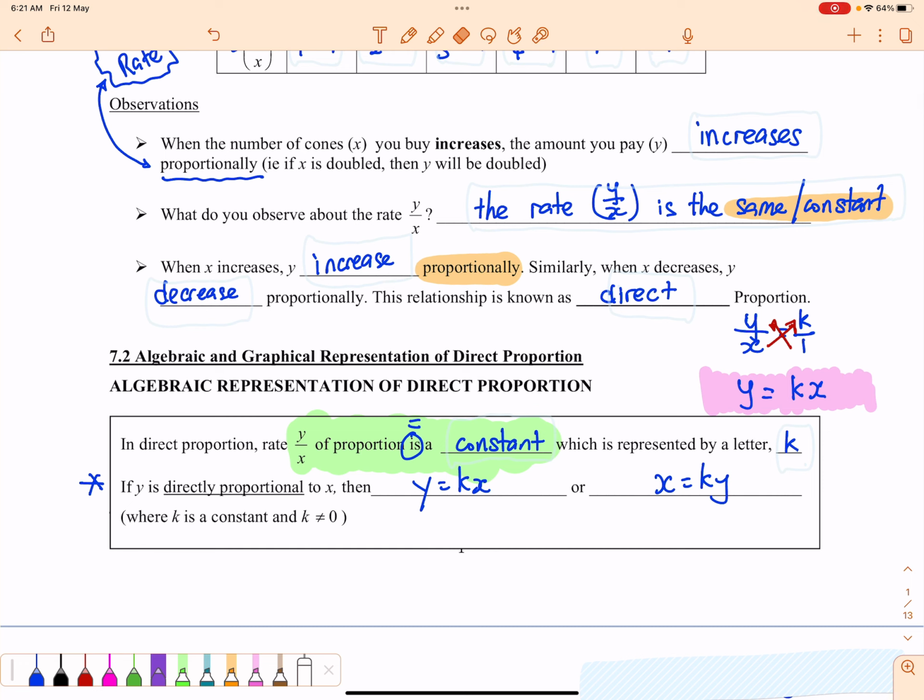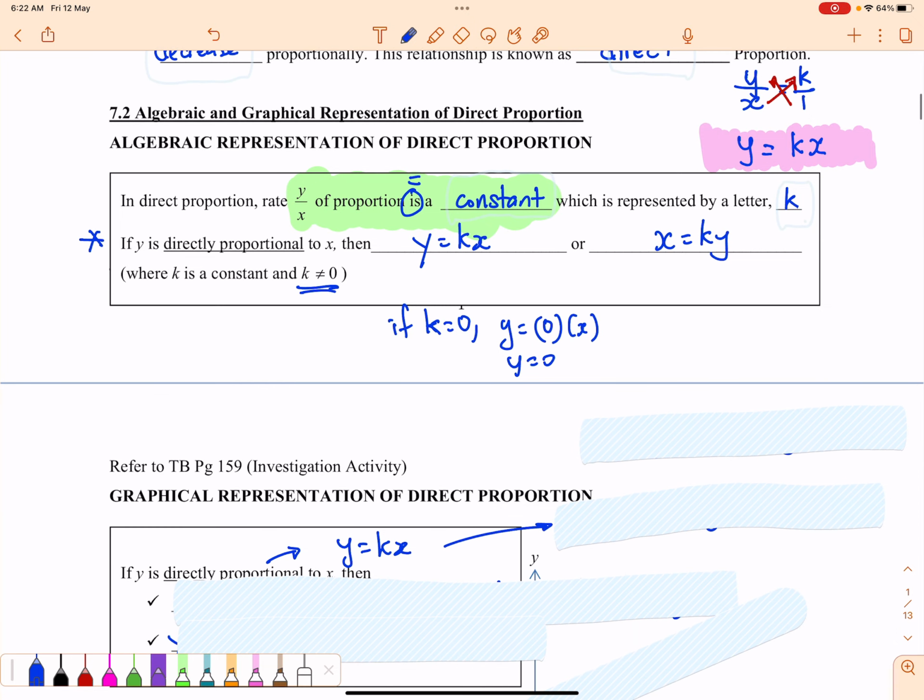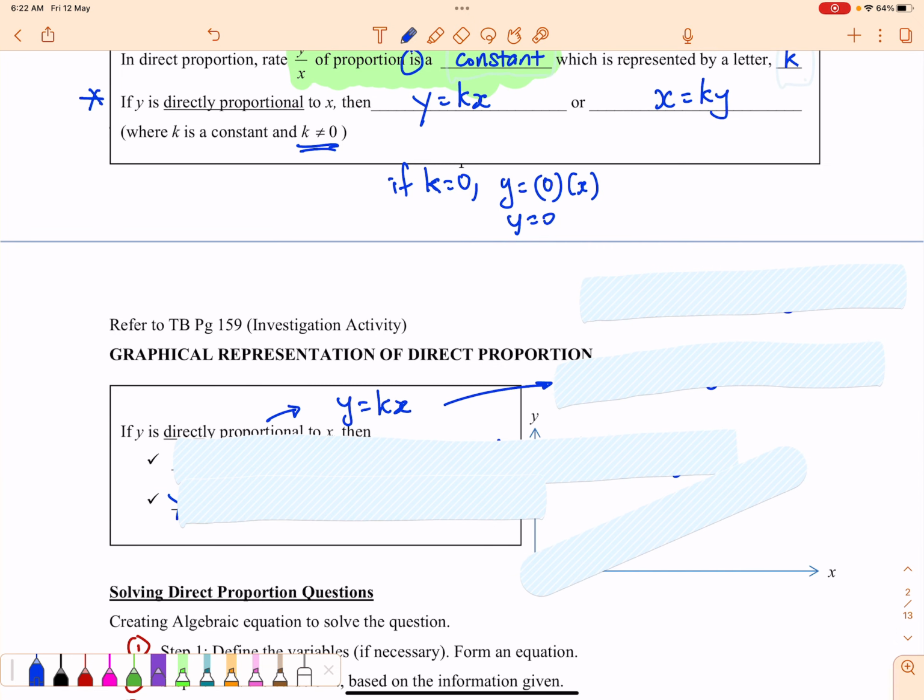If k is 0, then there's no proportion, because if k is 0, may I ask what is y? y will be 0 times x, right? So y is also 0. So there's no proportion to speak of, because it's just 0. Okay. Now with this, we want to look at the graphical representation, what it actually means in a graph.